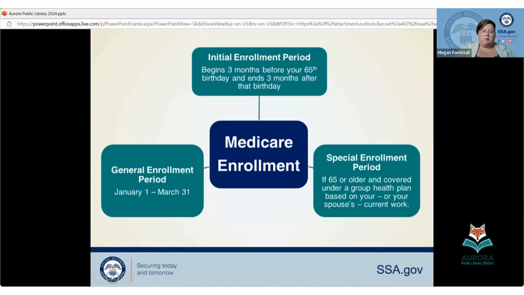The one thing I do want to mention here is if you're still working and you have a health savings account, you cannot contribute to your health savings account if you have Medicare. And the IRS has some tax penalties involved in that. So just be aware of that situation. You don't have to file for Medicare at all at age 65.